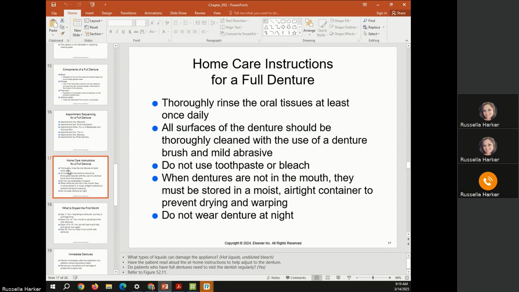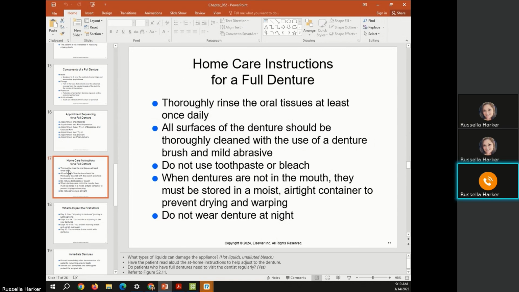When we look at home care instructions for a full denture, we want to make sure that patients thoroughly rinse the oral tissues at least once daily. That is very important to keep the tissues healthy and the blood flowing freely. All surfaces of the denture should be thoroughly cleaned with the use of a denture brush and a mild abrasive. So they should not be using a toothpaste, because toothpaste is too abrasive for the denture.